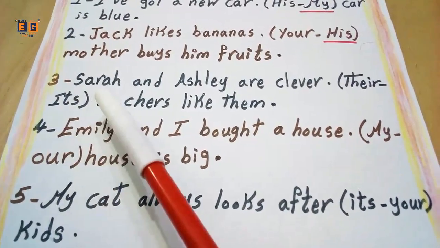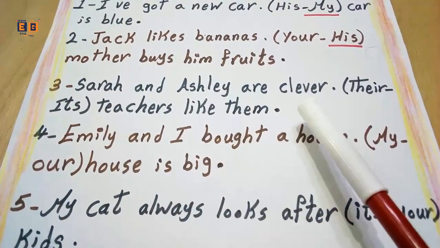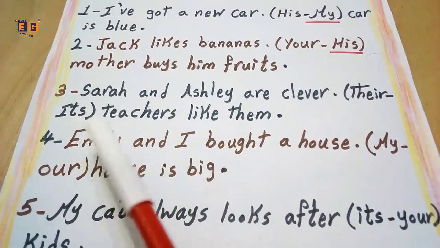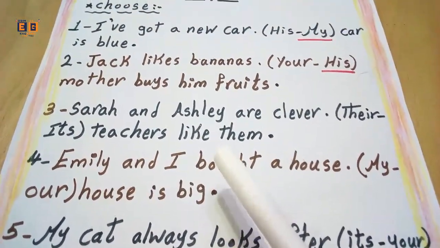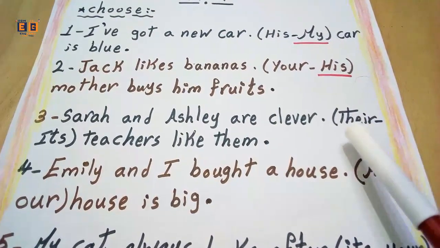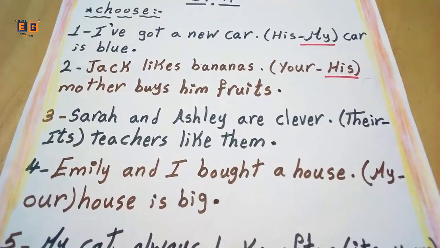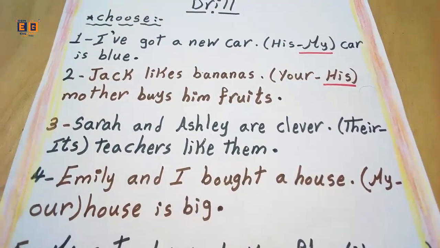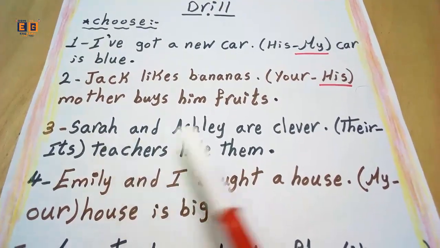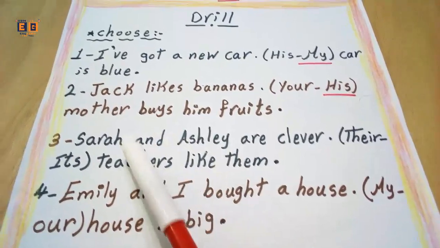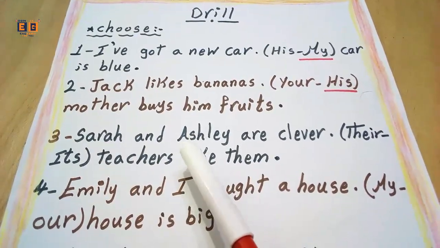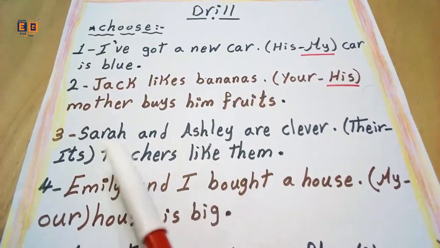Number 3: Sarah and Ashley are clever. Their or its: teachers like them. Here, of course, as I have said before, to choose the right possessive adjective, we must look at the subject or the subject pronoun. Here the subject is Sarah and Ashley. Of course, Sarah and Ashley represent for us the subject pronoun they.